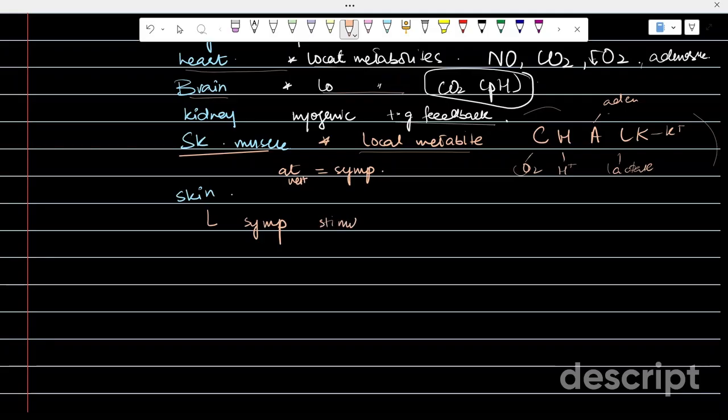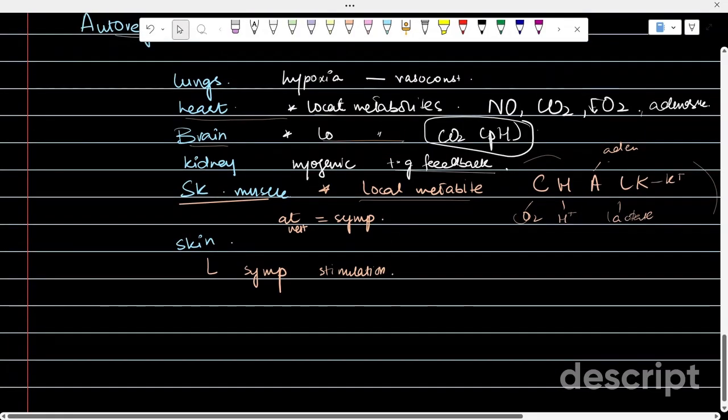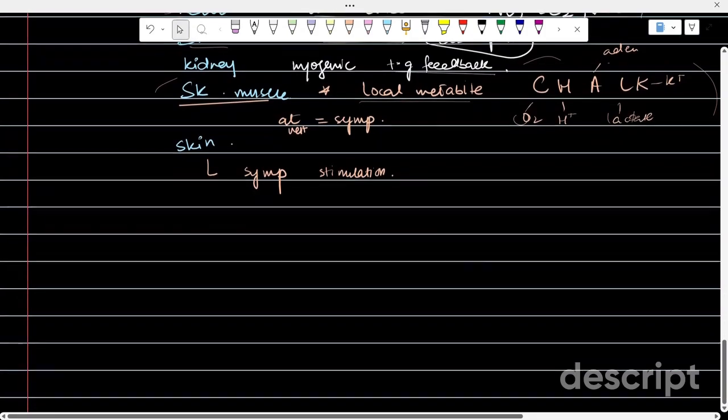So there is often an MCQ asking which one is maintained by sympathetic stimulation, that's the skin. Those maintained by local metabolites are the heart, brain and skeletal muscle. This is an important part of it.